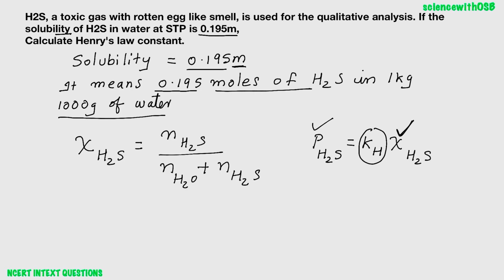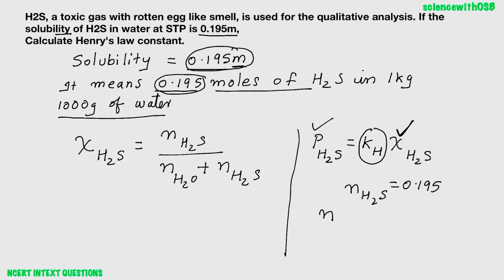Now, the number of moles of H2S, we already know. It is 0.195. Now, what about the number of moles of water? It is very easy. We know the mass of water is 1000 gram. Now, how to find number of moles? Mass by molar mass. Molar mass of water is 18, that all of you know. On dividing it, you will be getting 55.55.